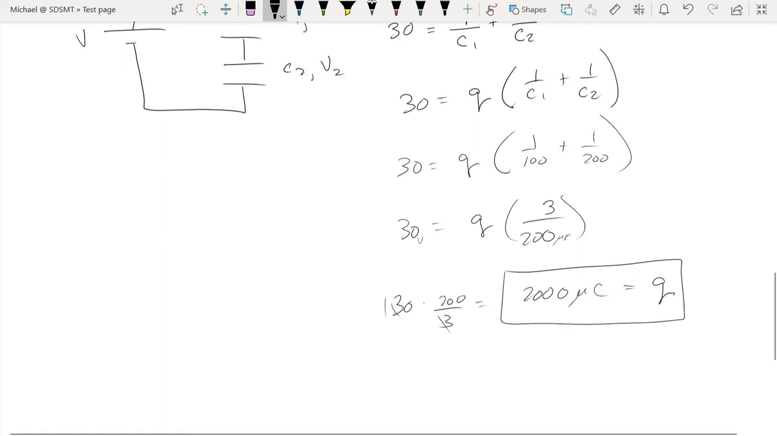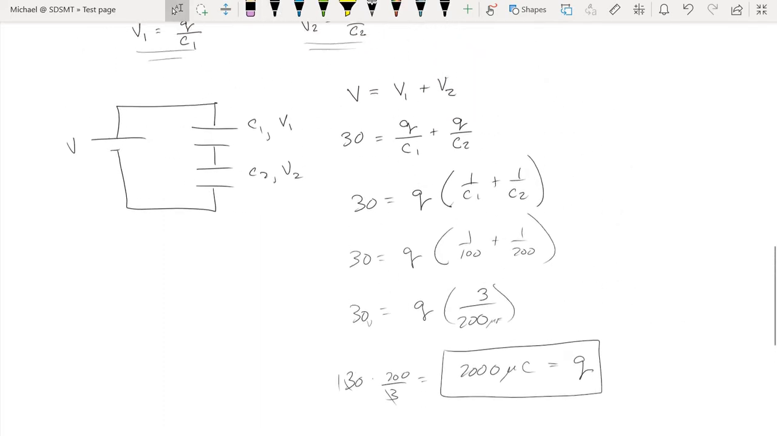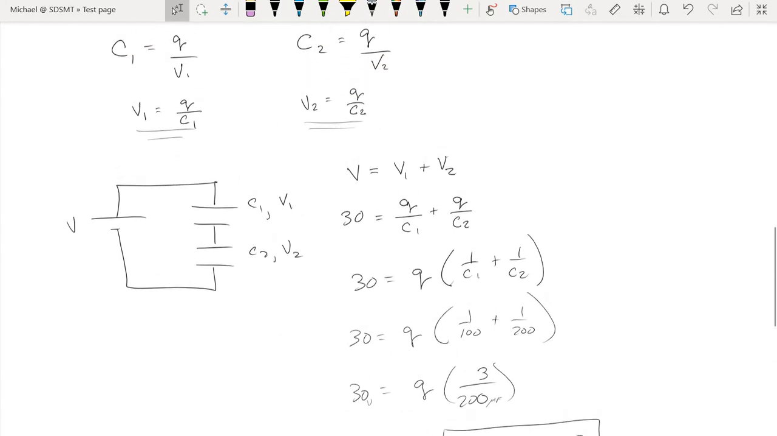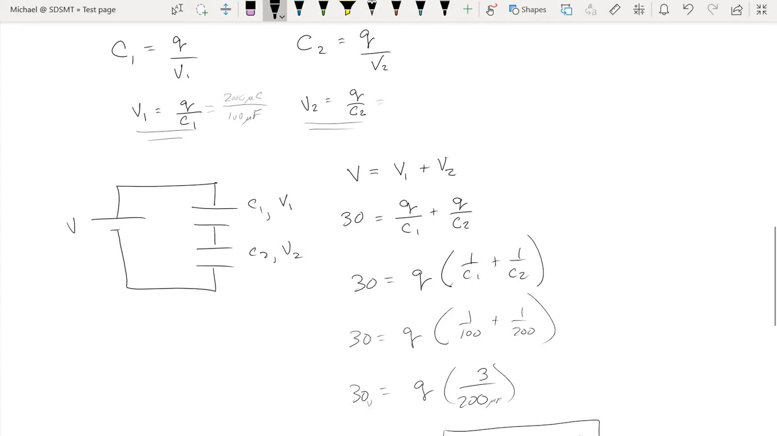So each capacitor will have 2,000 microcoulombs deposited onto it. How do we check our answer? Well, you can plug those back in to the individual expressions. If we have 2,000 microcoulombs deposited onto capacitor 1, 100 microfarads, well, that gives us 2,000 over 100, which is 20.